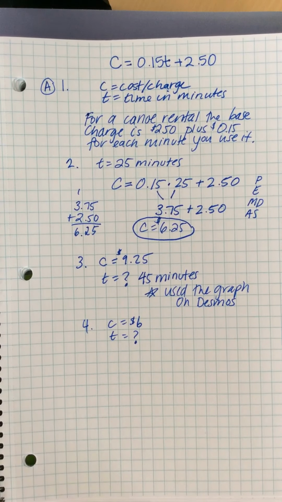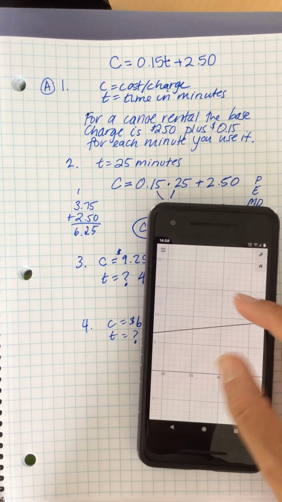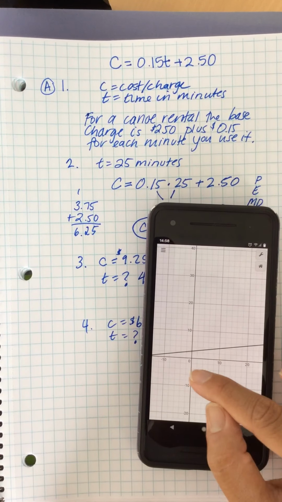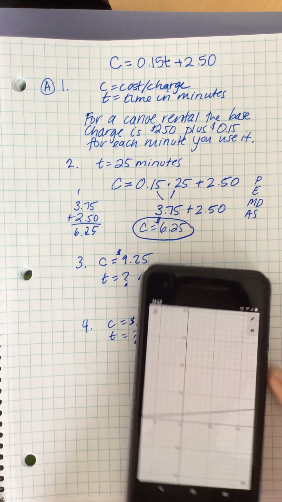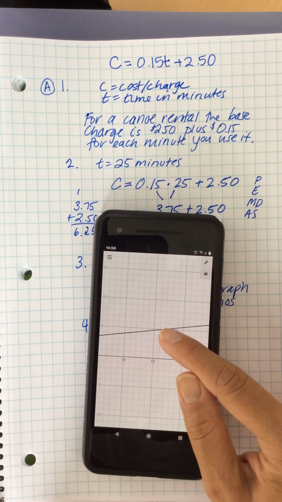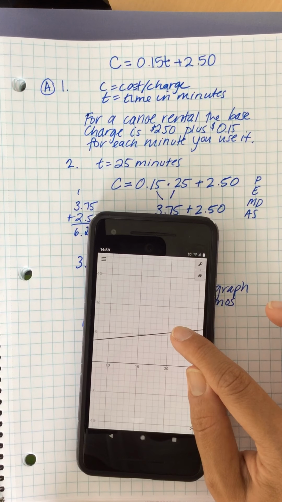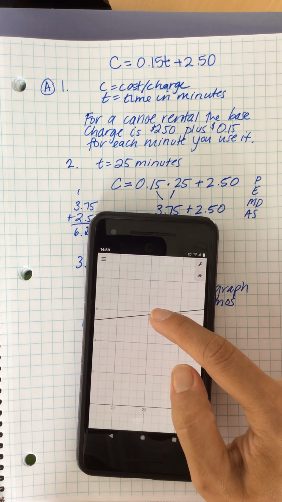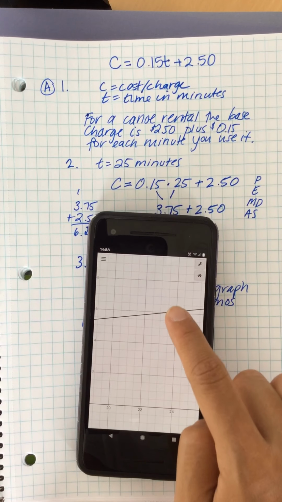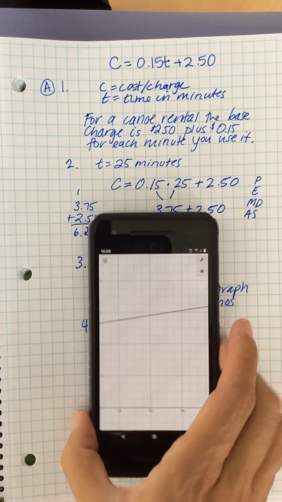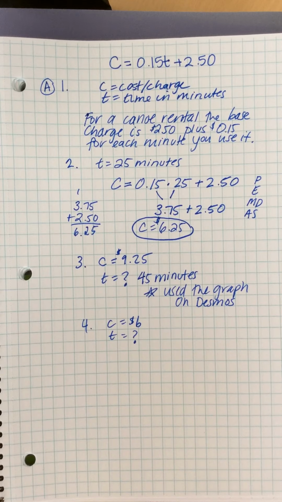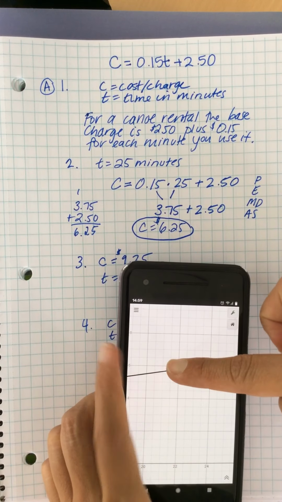So I'm going to come back to Desmos and see when I can get the cost to be 6. So here's 6, and I know it's going to be less than 25. So let's just scroll along and put my finger on this line. Let's see what we get. If I can get in there. No, it's not letting me. Right, here we are. So I have it below.